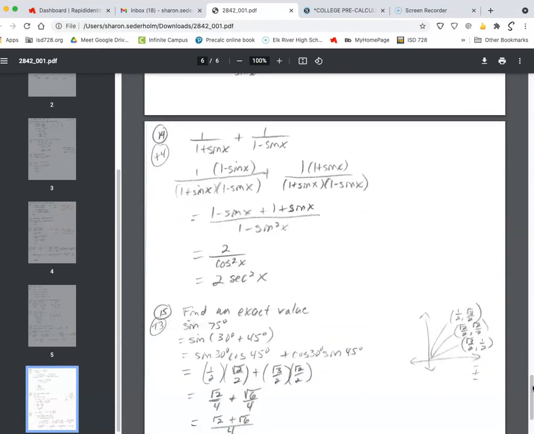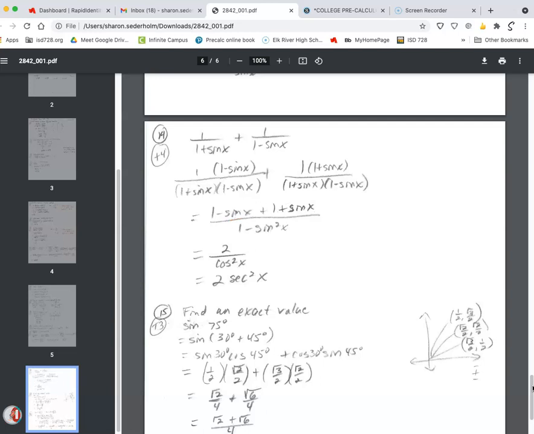Number 14, most people just went ahead and got a common denominator, which is really the fast and smart way to go with this one. When you see you have the sum and difference pattern down there on the bottom, and we're always looking for squareds because we want to use those Pythagorean identities. So you end up with 1 minus sine of x plus 1 plus sine of x over 1 minus sine squared x. And of course 1 plus 1 is 2, and negative sine of x plus sine of x is 0. Those two drop out.